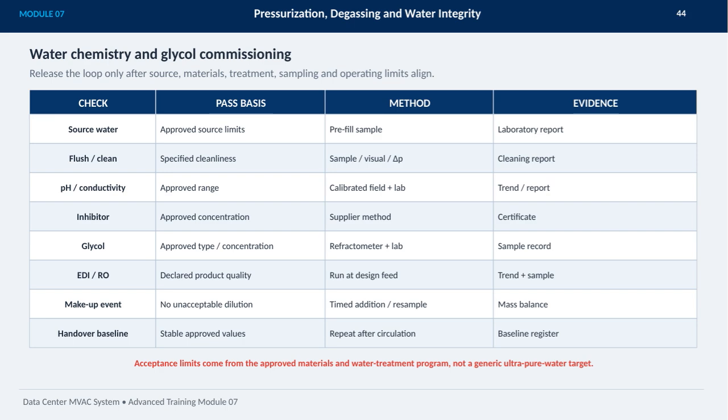For water treatment units like EDI and RO, the product quality declared must be maintained by running at design feed conditions, monitored through trends and samples. During makeup events, we ensure no unacceptable dilution occurs by timed additions, resampling, and using mass balance calculations.